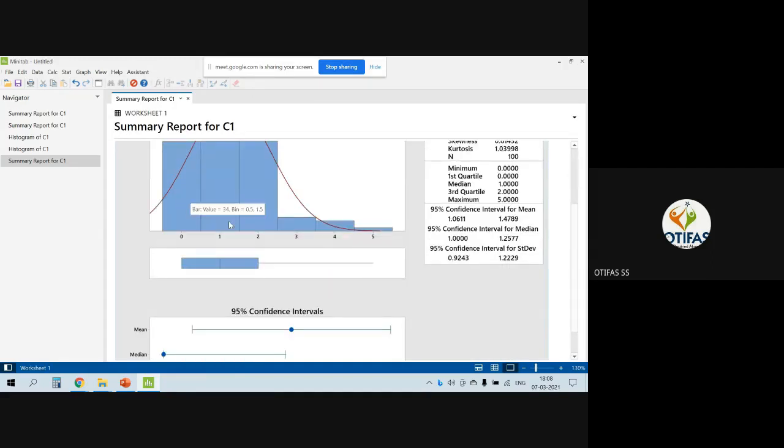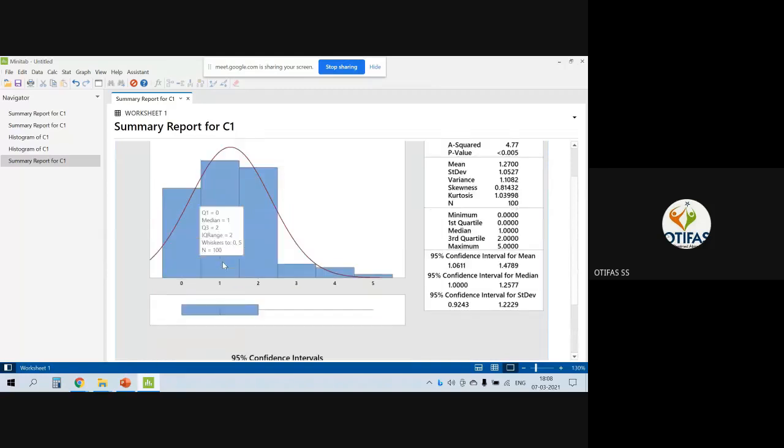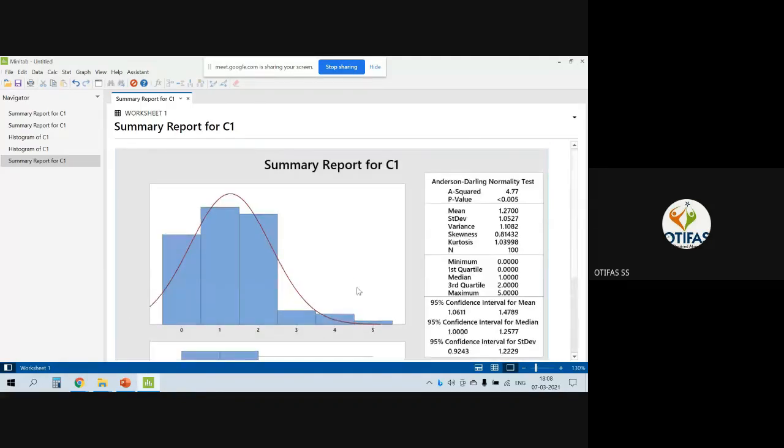Say this, how is it distributed? Binomial distribution. See, it's a kind of right skewed. What is the shape of this data? Most of the data comes in this, and then it is right skewed. So it's a kind of binomial distribution.